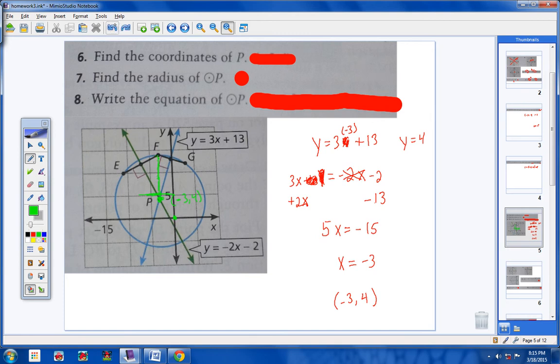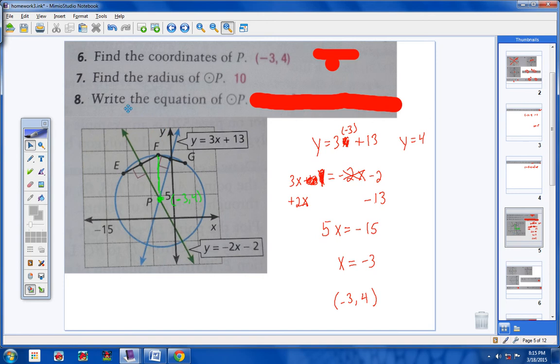Now I'm probably missing something somewhere. If I was there in class, y'all could point it out to me, but I know the answer is 10, and it's more like an estimation to me than being totally accurate. But I will continue to look at that, and I'll let you guys know if I come up with something different. But the radius would be 10.